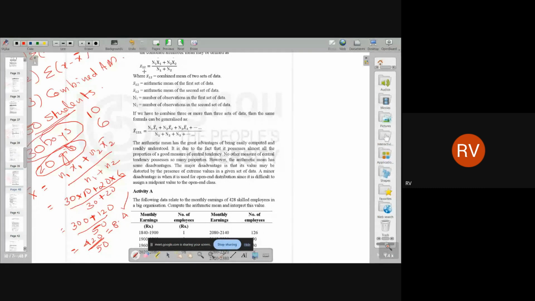That is, (n1 x1 plus n2 x2) by (n1 plus n2) is the combined arithmetic mean. If the whole class is split up into several groups, say n1, n2, n3, etc., then the arithmetic mean is equal to (n1 x1 bar plus n2 x2 bar plus n3 x3 bar plus etc.) divided by (n1 plus n2 plus n3 plus etc.).